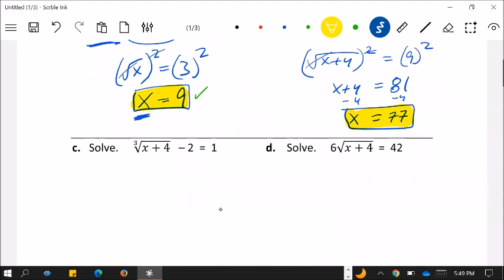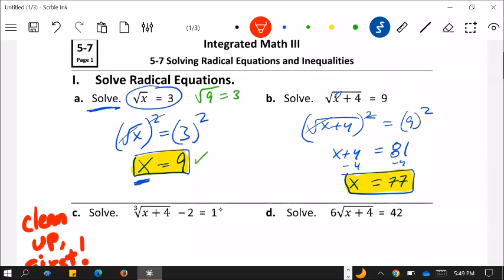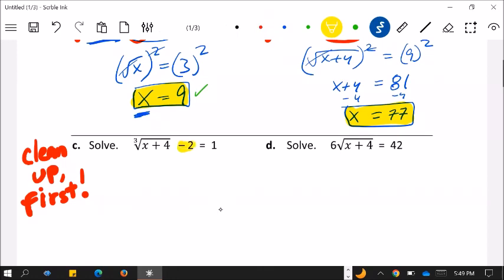We're going to do the same concepts here for C and D, but these two you have to clean up first. That means when you look at A and B, there was nothing on this side of the equal sign except the square root. There was stuff inside the square root, but not outside of it. Now there is something outside of it. There's this minus 2, and over here there's this one that's a 6 times it. So what we have to do is the opposite operation to get it out of that side.